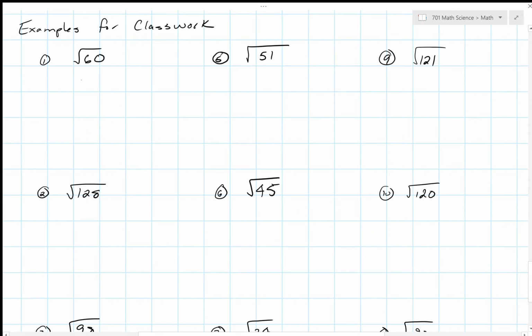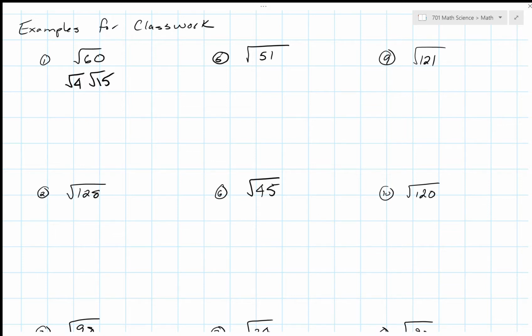Problem 1, square root of 60. I look at the square root of 60, and what I'm looking for is the largest perfect square factor of 60. I think about it for a minute, and I realize that the answer is going to be 4. So my first line of factoring will read root 4 root 15. 4 times 15 is 60, therefore root 4 times root 15 is equal to root 60.